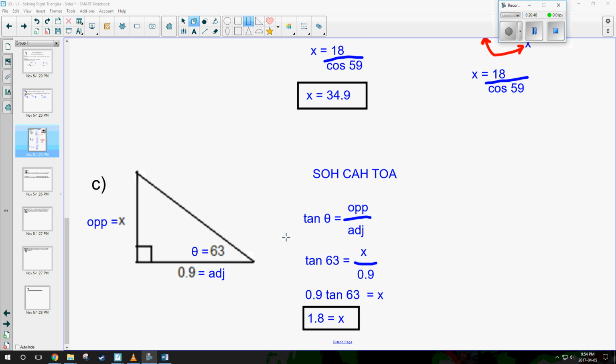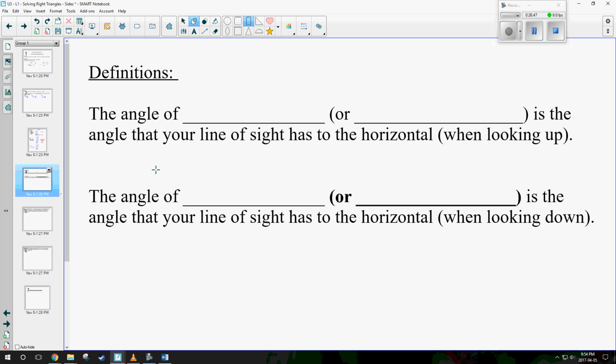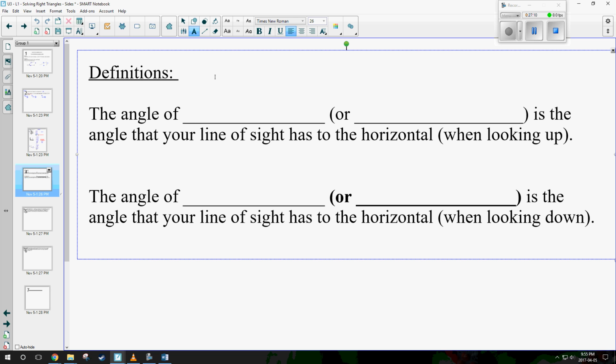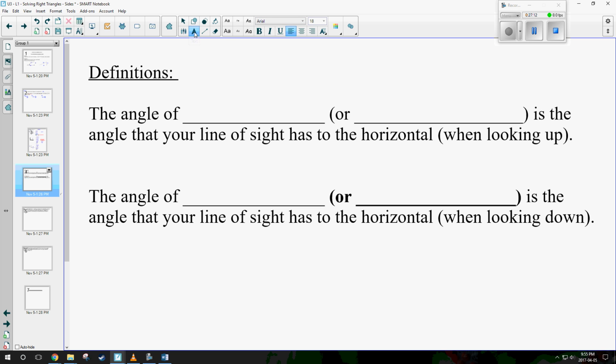Okay, so let's take a look at our next piece of information here. The next thing that we're looking at is a couple of definitions of some keywords that they use in word problems. So the first thing is we have an angle of blank or blank, so there's two different names, is the angle that your line of sight has to the horizontal when looking up. So when you're looking across and you're looking up, this is called your angle of inclination.